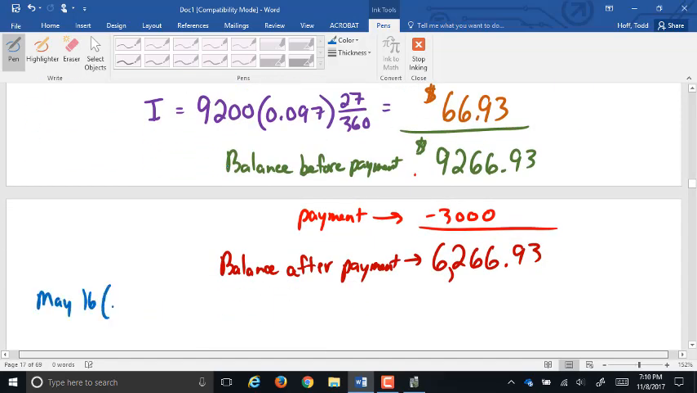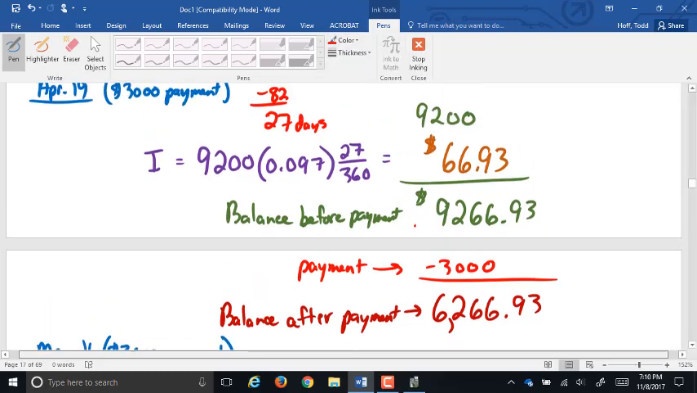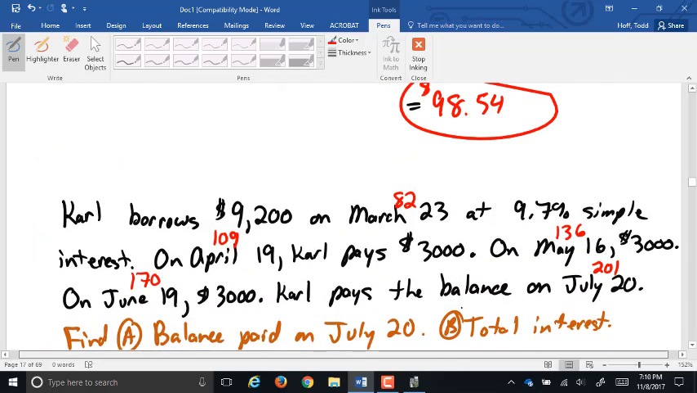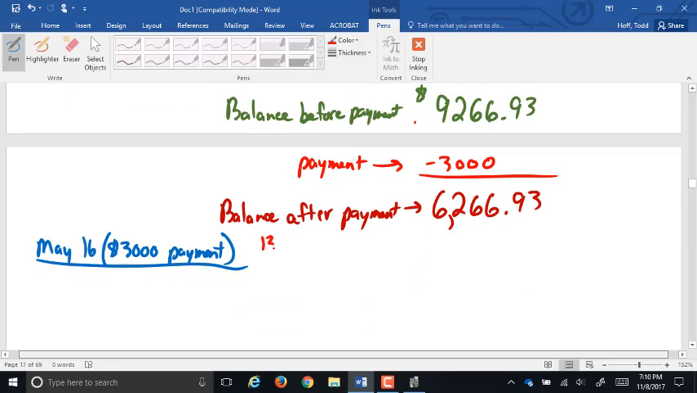May 16th is a payment of $3,000. What two numbers are we going to use to figure out the days? 136 and 109. So 136 minus 109 is 27 days again.